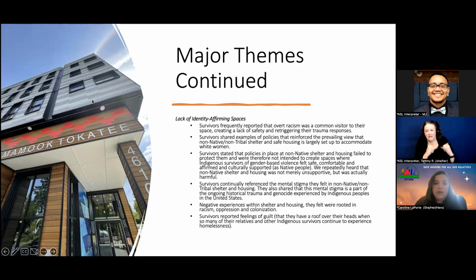This photo here is from a program called NEA, and they actually partnered with the Siletz tribe on their Indian block grant housing to be able to bring off-reservation housing to Indigenous survivors in the Portland area.